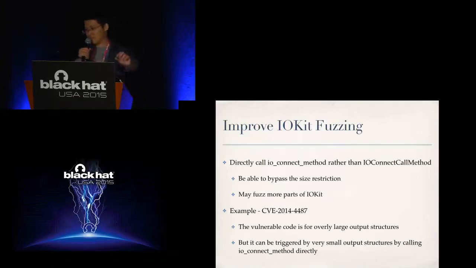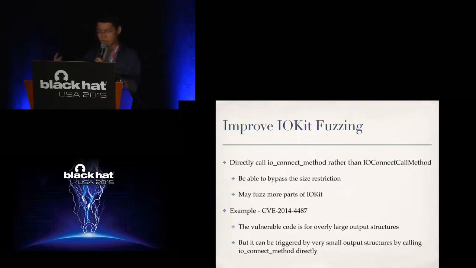And since some IOKit drivers behave differently for different input, for example copy in or for a memory descriptor, they will go to different branches of code. So by calling the low-level function, you can fuzz more parts of the code. And there's an example here. This CVE was actually used in a past jailbreak, and this vulnerability code exists in the branch of the driver that deals with a large output structure.